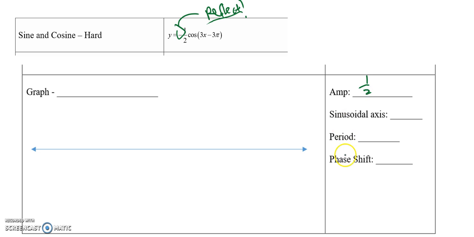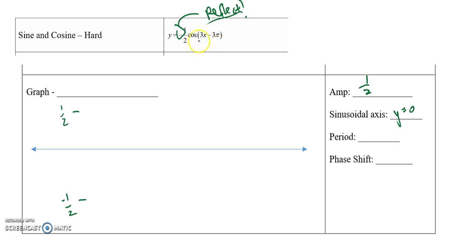I'm also noticing that there is no vertical shift, which means my sinusoidal axis is going to stay at y equals 0. So now right off the bat, I know that instead of my maximum of cosine being 1, it's going to be 1/2, and instead of my minimum being -1, it's going to be -1/2. So I'm going to start with that.